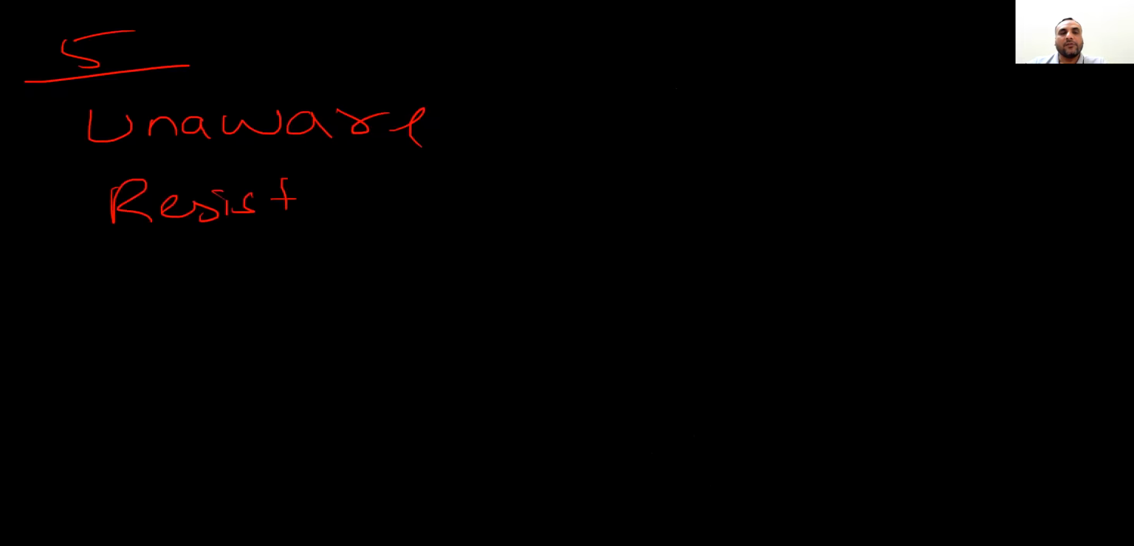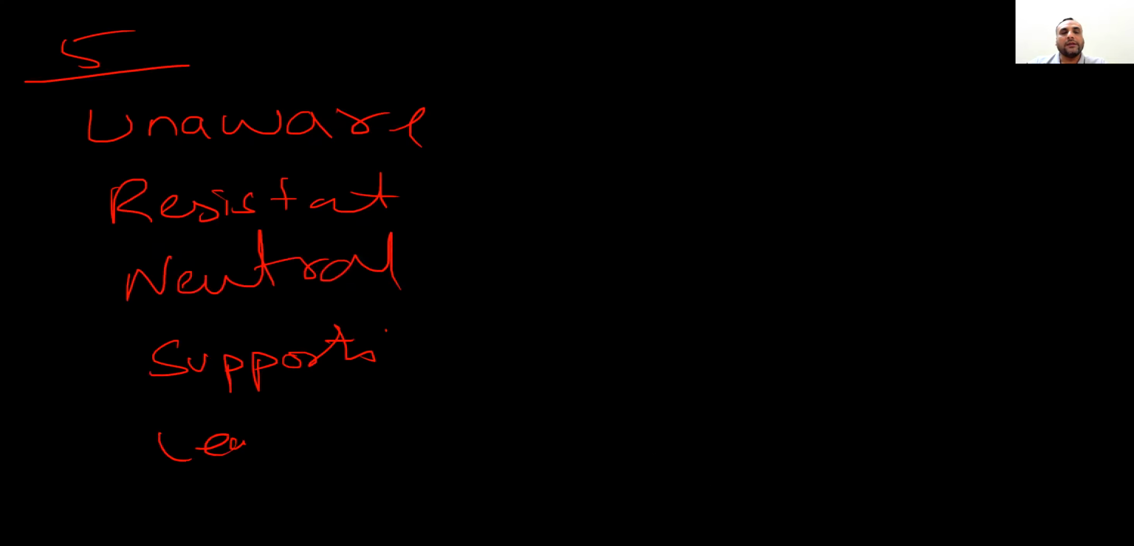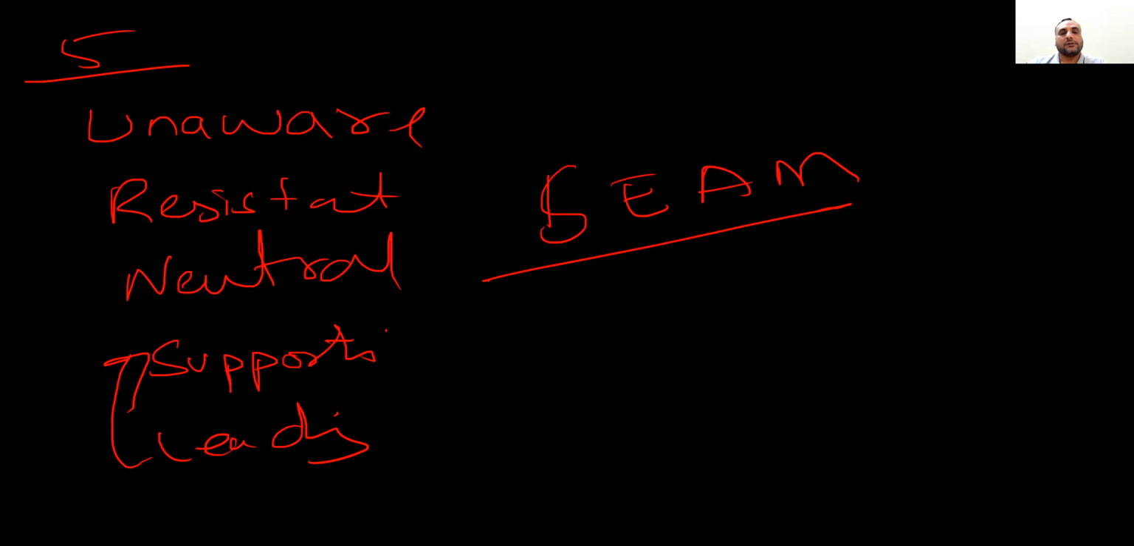There are 5 categories of stakeholders: unaware, resistant, they can do everything whatever they can to go against you; neutral, they are not doing anything; supportive, that's all you want, all of them; and leading, they will try to lead you, so you want them to be converted into supportive. For that, you use the stakeholder engagement assessment matrix.